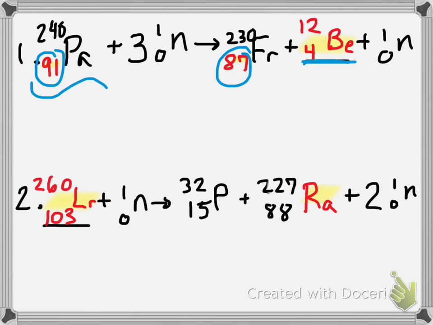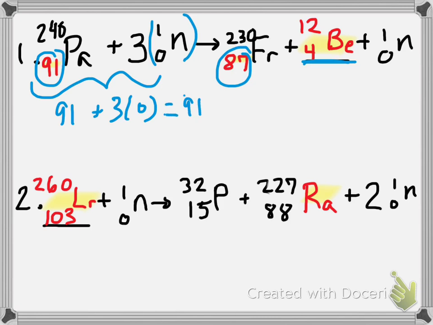First, what I did was I totaled my atomic number on the left side of my arrow. So 91 plus 3 times 0, because we have 3 neutrons, so 91 plus 3 times 0 equals 91. So I know my right side of the reaction also has to equal 91. So I have 87 plus blank plus 0. And so in that blank, I know it has to be 4, because 87 plus 4 equals 91.